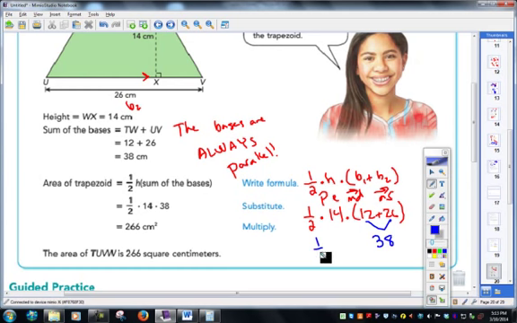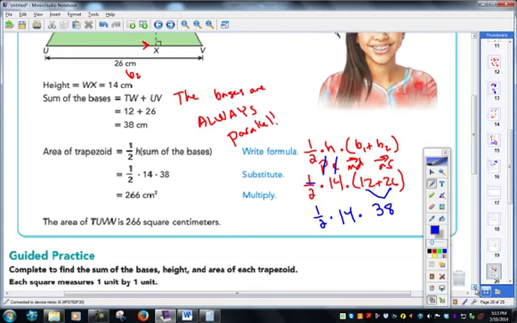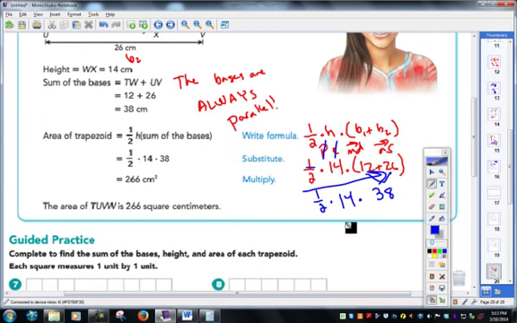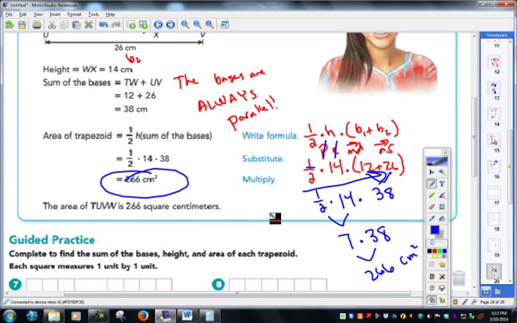Okay? Now bring down everything you haven't used. Okay, remember a number touching a parentheses means multiply. Now we're done with parentheses. We don't have any exponents. We do multiplication or division, left to right. 1/2 times 14 is 7. 7 times 38 is going to be 266. Okay, now remember we're doing area still. Centimeters squared. Okay, which is what we said it was.